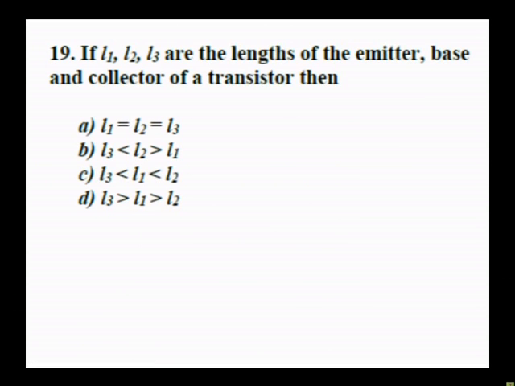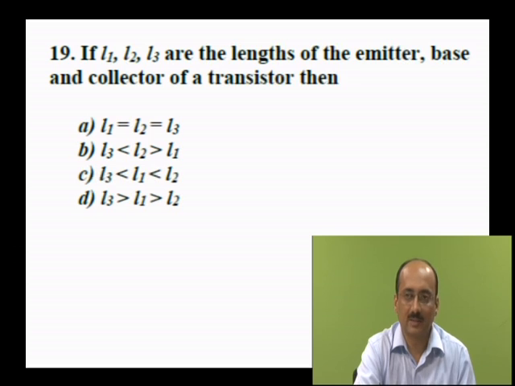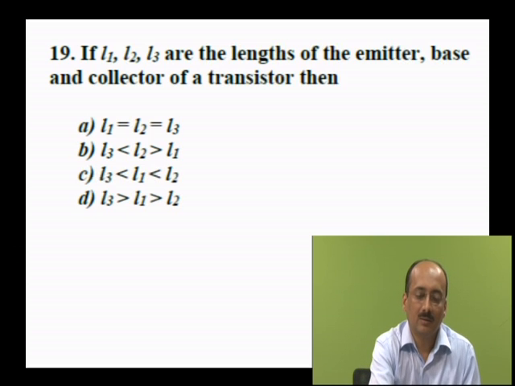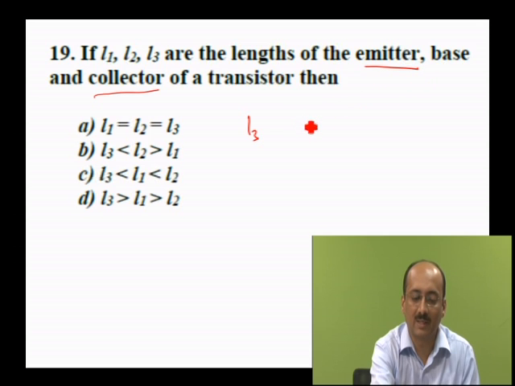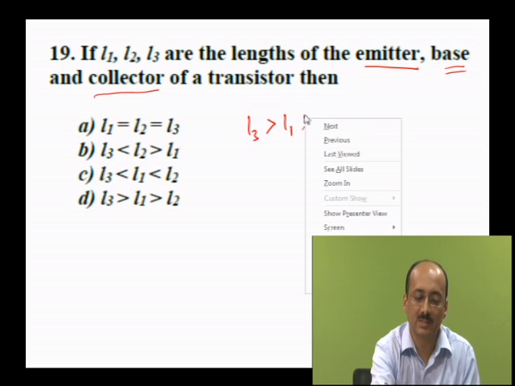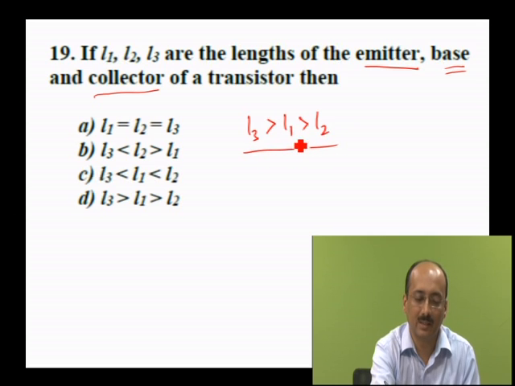If L1, L2, L3 are the lengths of the emitter, base and collector of the transistor, then you know that when it comes to the size or dimension, the collector is the one which has the maximum. So, we can say L3 is the greatest, and the emitter will have moderate size. So, L3 greater than L1, and the base always will have lesser thickness. So, that comes second. So, it is essentially L2. So, L3 greater than L1 greater than L2, the choice will be D.